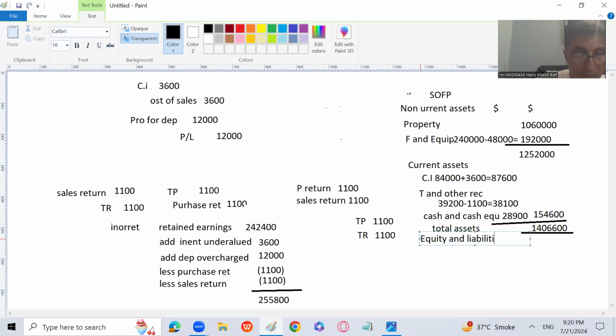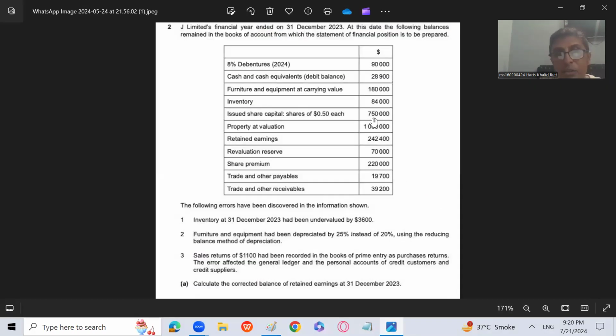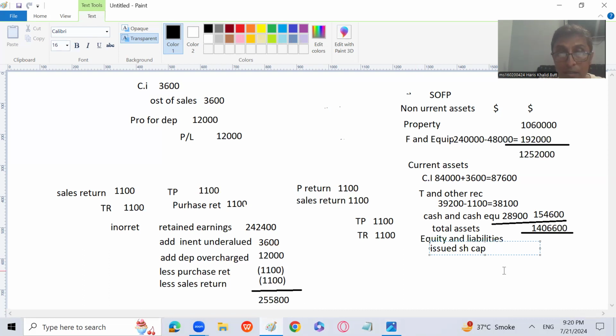Next portion of the game, equity and liabilities, in which I will write equity first, and in that I will write issued share capital, or share capital. You may write anything. Issued share capital. Let's see what is given. That is, here it is given issued share capital 7,50,000. Then revaluation reserve, I will write 70,000. Share premium, I will write 2,20,000.